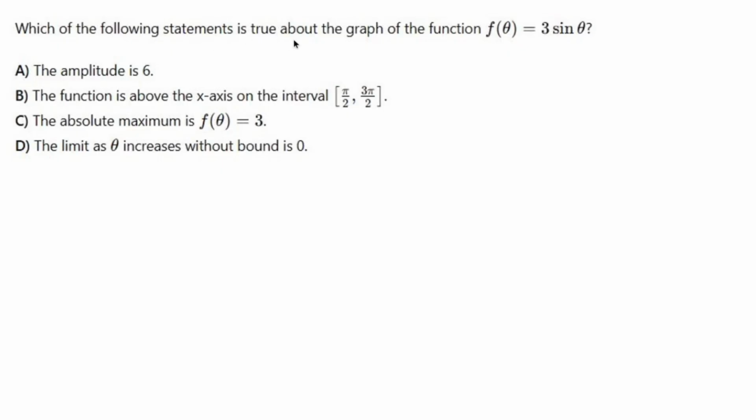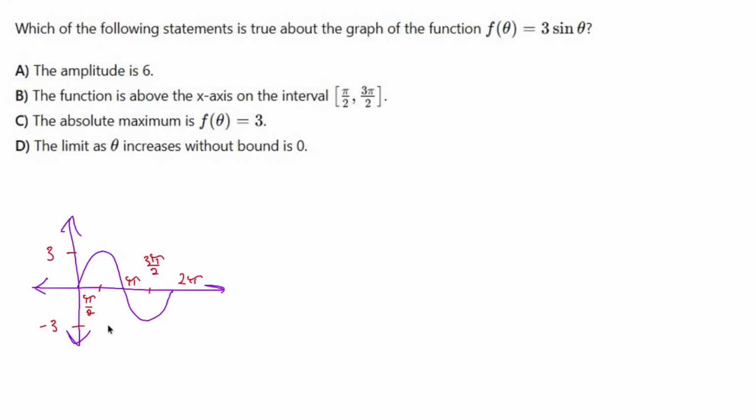Which of the following statements is true about the graph of the function f of theta equals 3 sine theta? Well, 3 sine theta has one change, and that's the amplitude. Okay, sine normally looks like this, so I'm just going to draw a normal sine function like so. But since there's a 3 in front of it, that is a vertical transformation, or rather a vertical dilation, and it goes up to 3 and down to negative 3. Okay, repeats at 2 pi, crosses at pi, peaks out here at pi over 2, bottoms out here at 3 pi over 2.